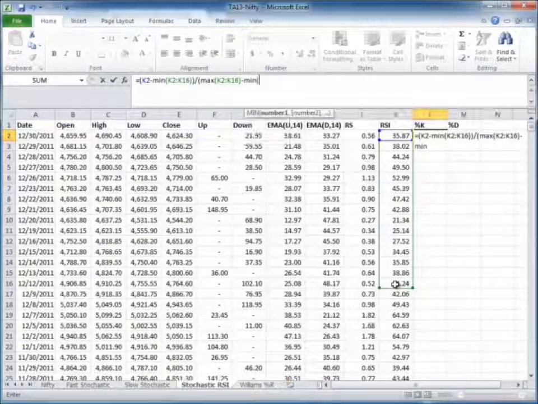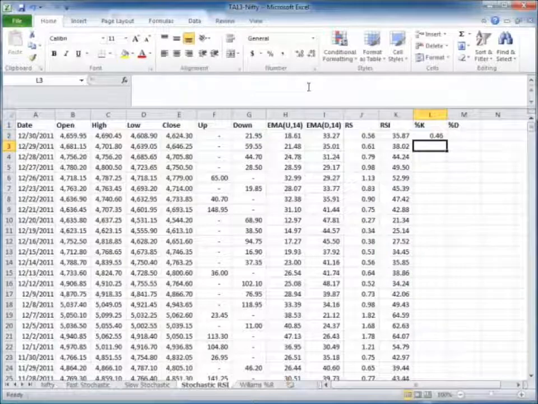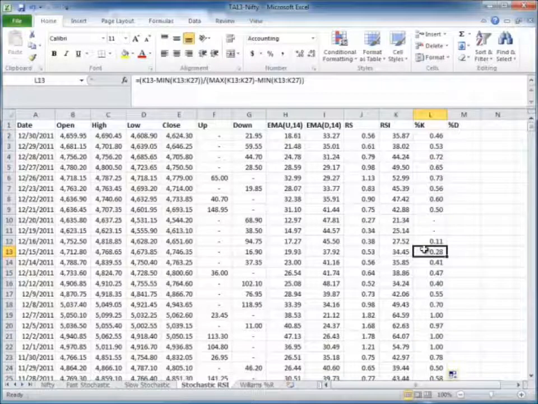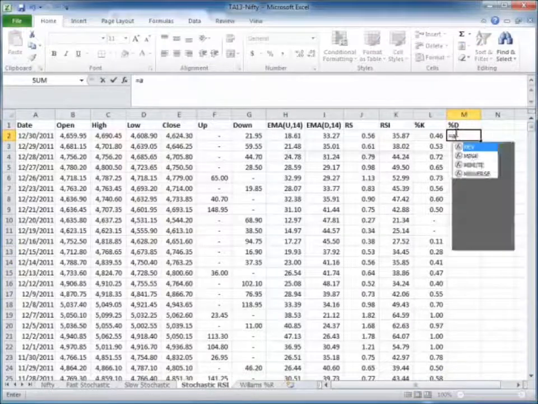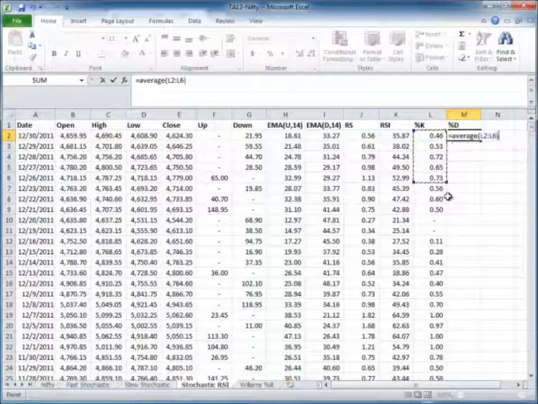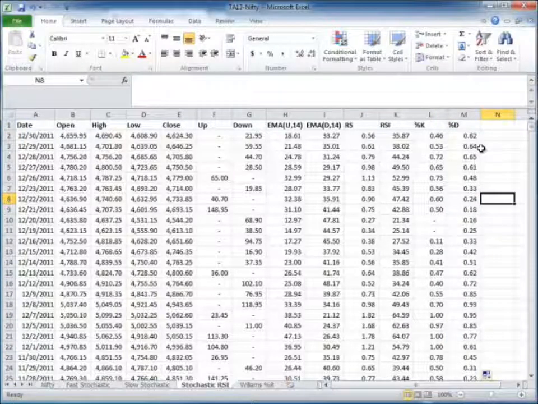minus the minimum of those values. Alright, same calculation that we've always done, just like we did for the slow stochastic. And now this gives me my percentage K line. Alright, and this is a value that goes between 0 and 1. So as we said, it's often used as that overbought, oversold indicator. And then I can also just calculate the percentage D line, which I'll do as a 5-day simple moving average of the percentage K line. Okay, and that becomes my percentage K line and percentage D line.